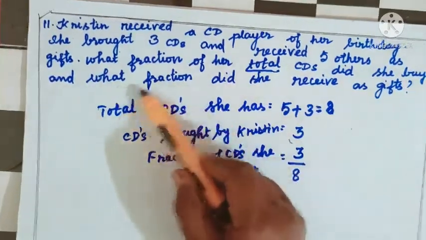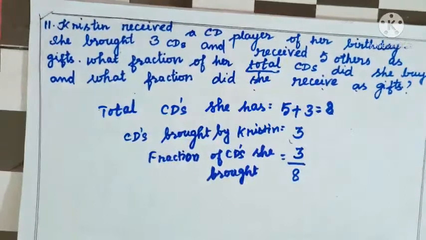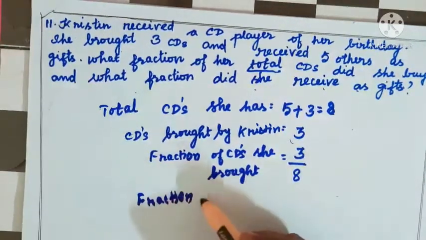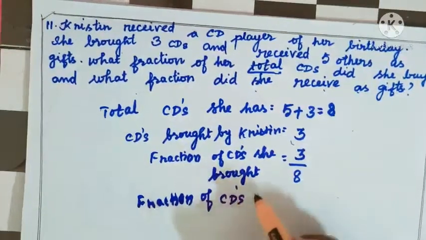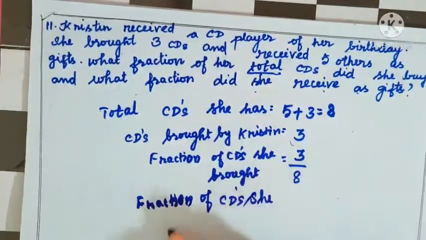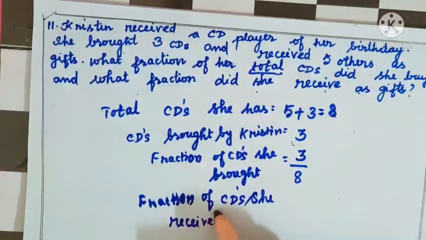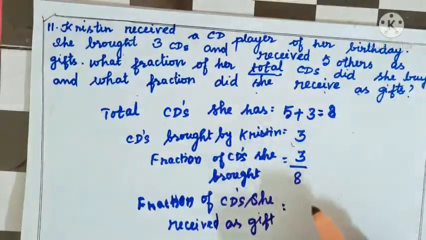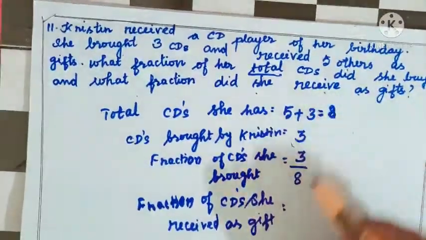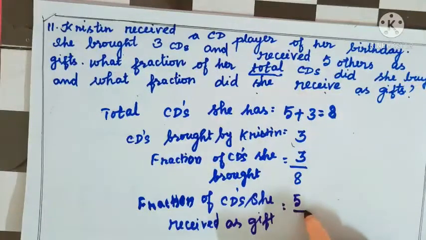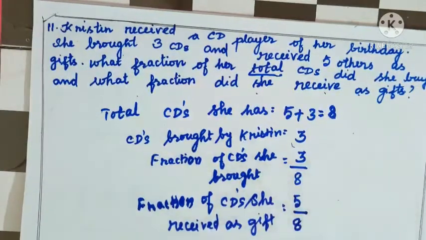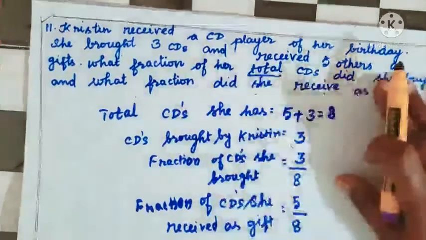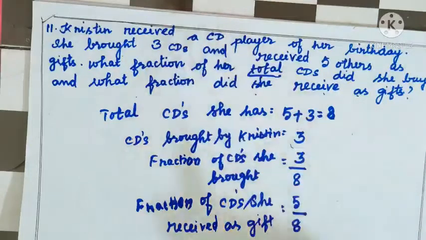Next, what is the question? What fraction did she receive as a gift? How many has she received as a gift? So the fraction of CDs she received as a gift is equal to, you know the gift is what? 5, isn't it? So total is what? 8. So 5 by 8, very good. So this is the answer. Is it clear? It is very easy. You just observe the question and you can easily answer.